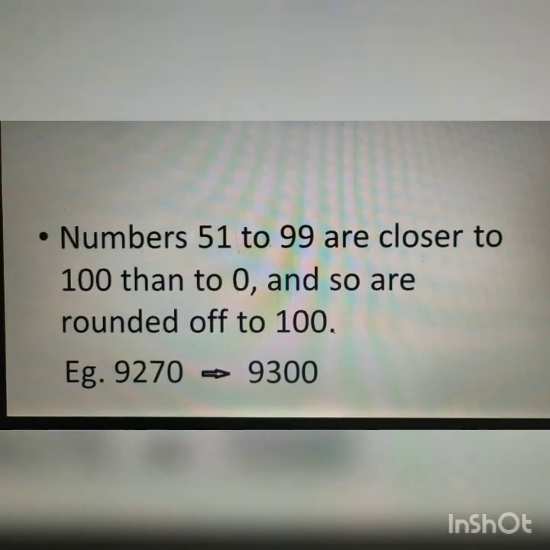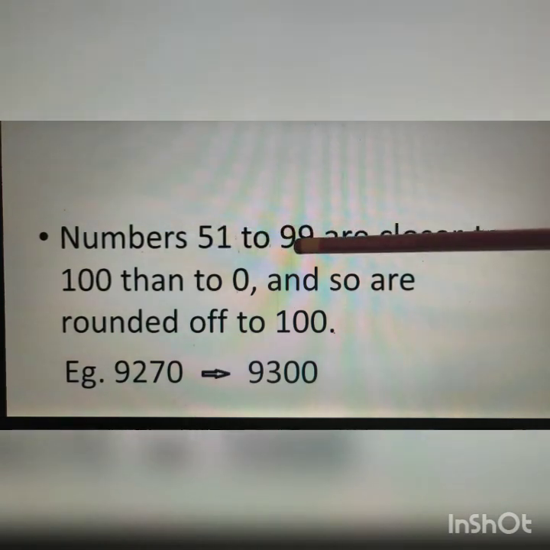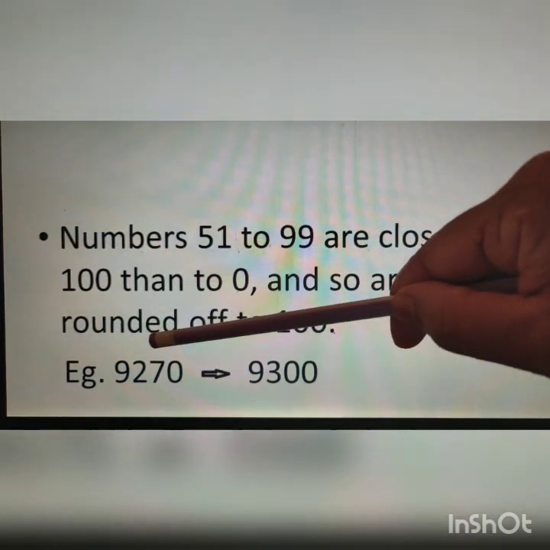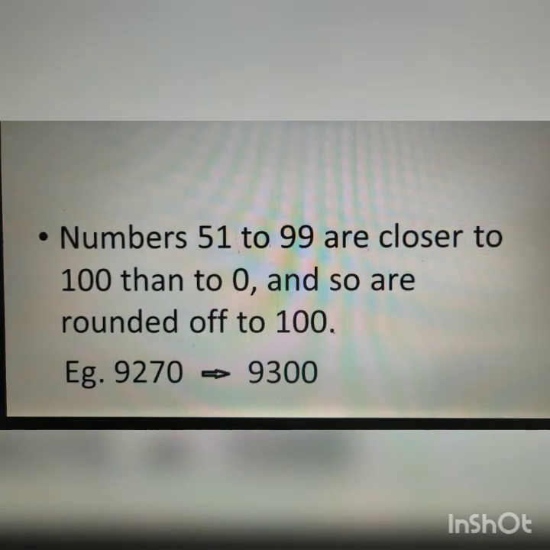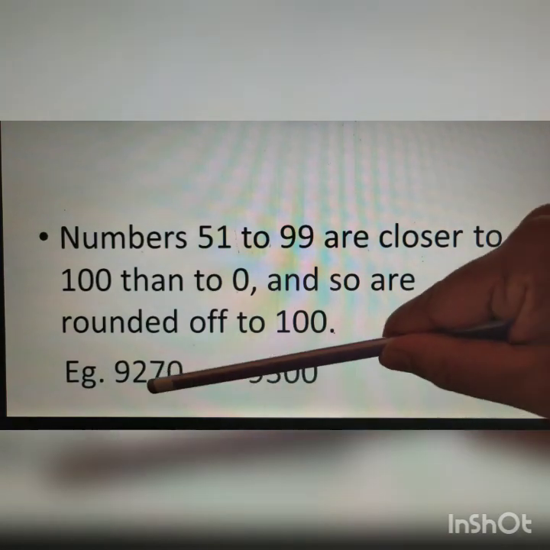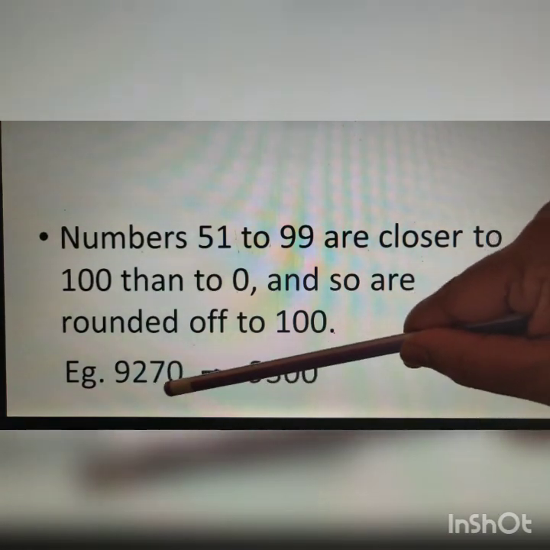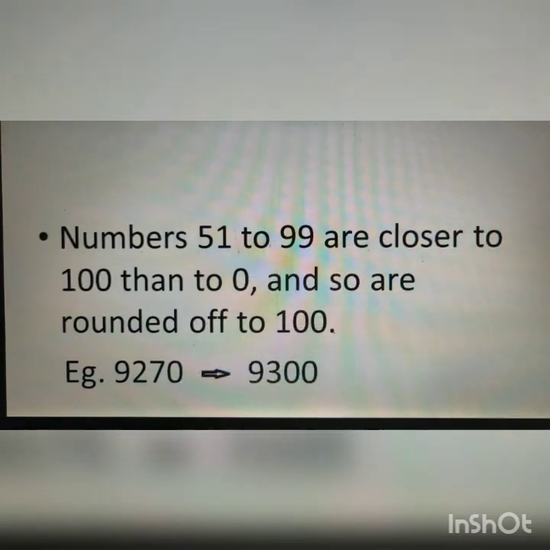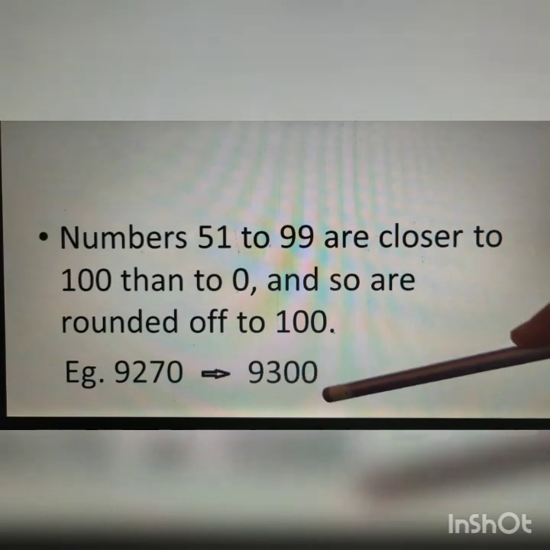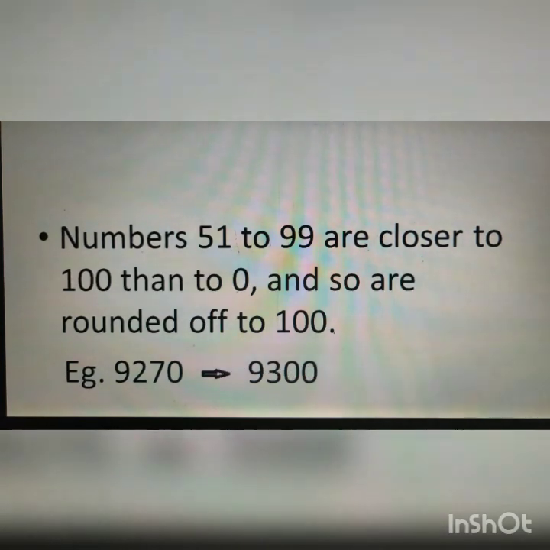If the last two digits are between 51 and 99, they are closer to 100, so we will round it off to 100. Example: 9270. Here 70 is closer to 100 than 0, so we will round it off to 100. Therefore 9270 will be rounded to 9300.